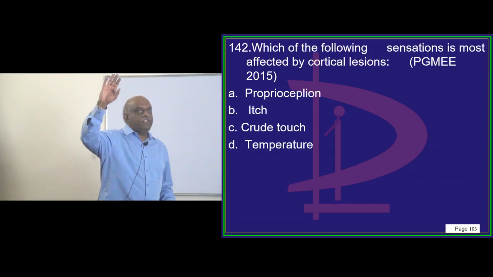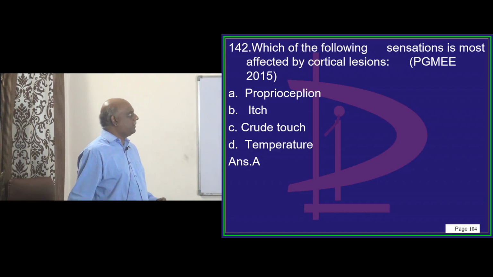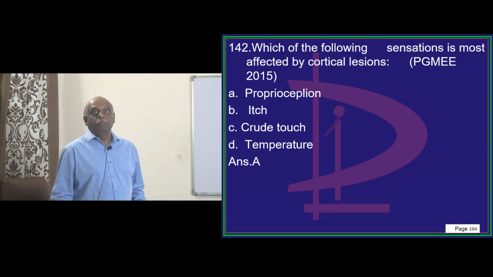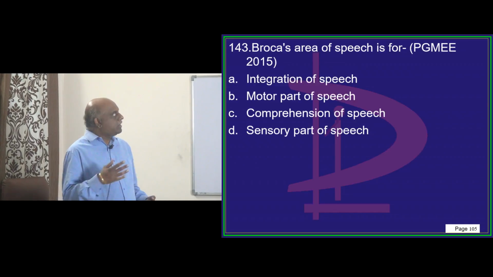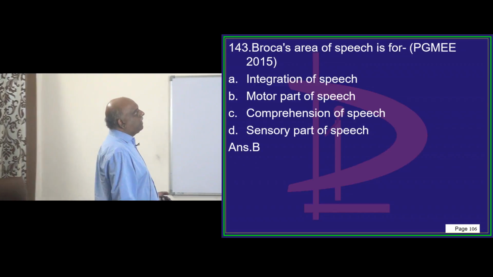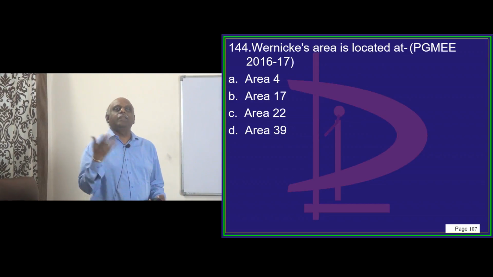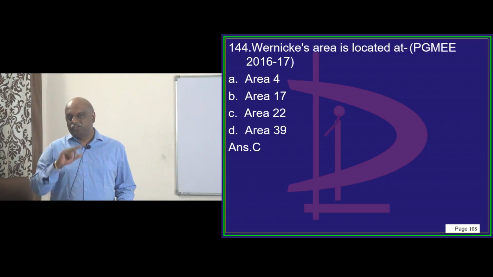Now doctor, which sensation is most affected by a cortical lesion is my question to all of you. Whenever something happens to the cerebral cortex, proprioception is the most affected one. Broca's area of speech is for what? All of you know it is the motor area of speech. Wernicke, where is it located? Wernicke is located in area 22.